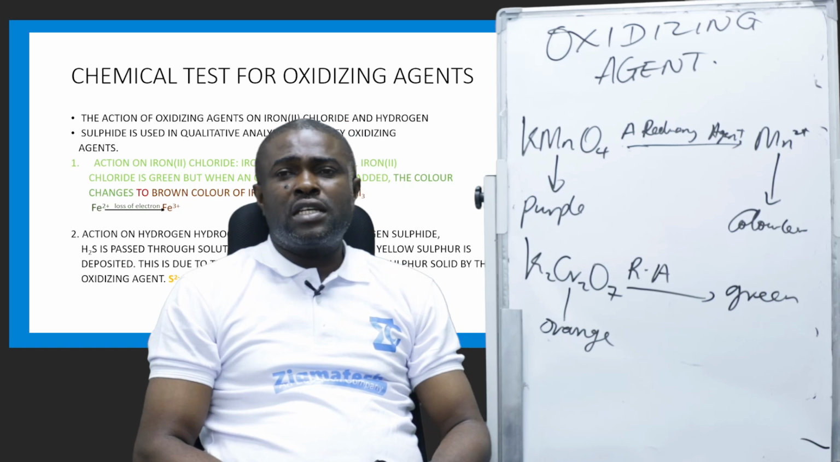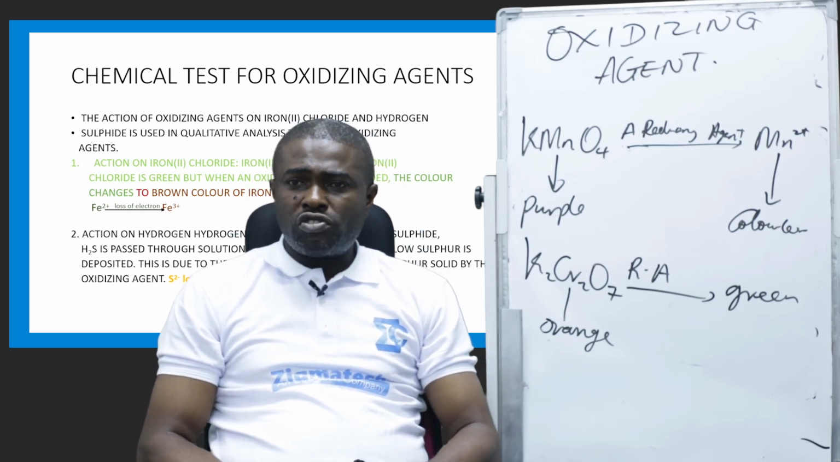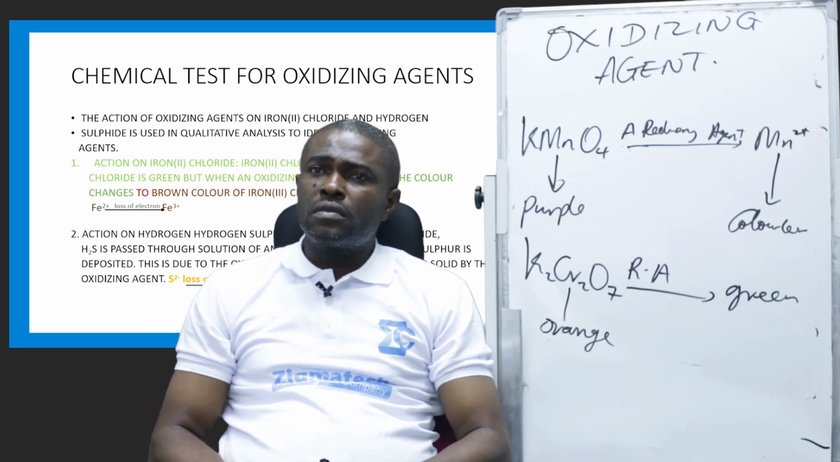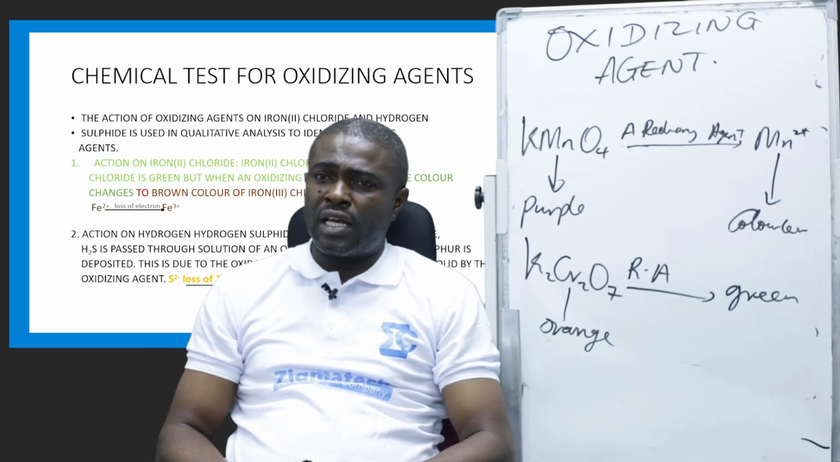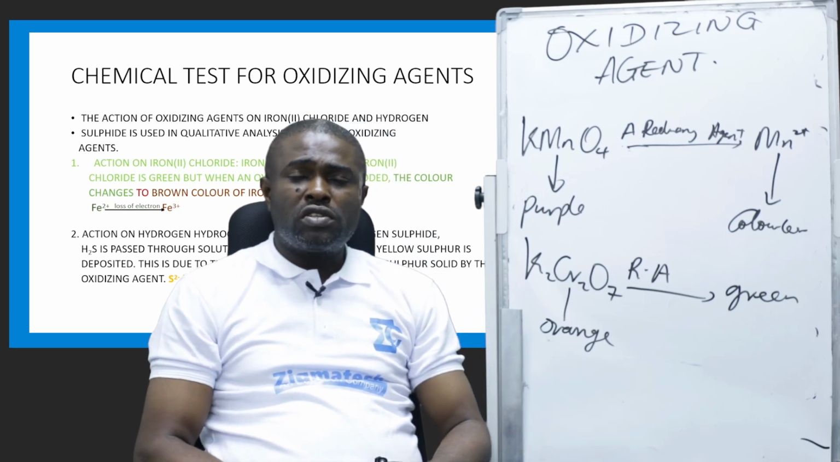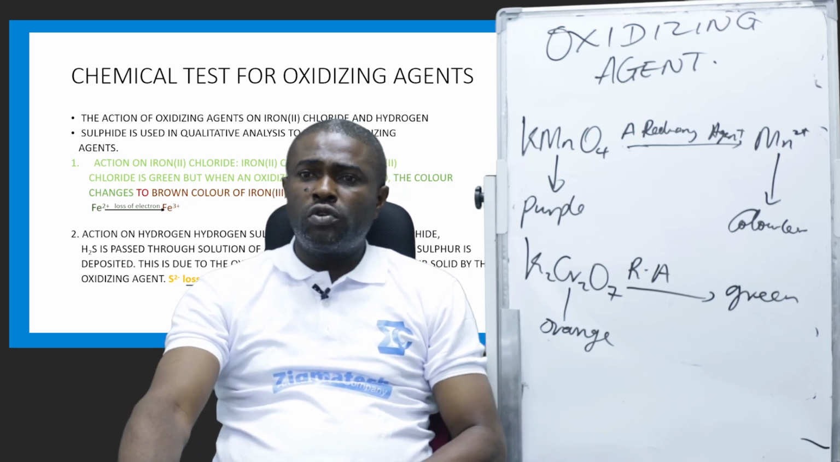Sulfur 4 oxide is both an oxidizing and reducing agent. Concentrated tetraoxosulfate 6 acid is an oxidizing agent. Concentrated trioxonitrate 5 acid is an oxidizing agent. We have a good number of them.